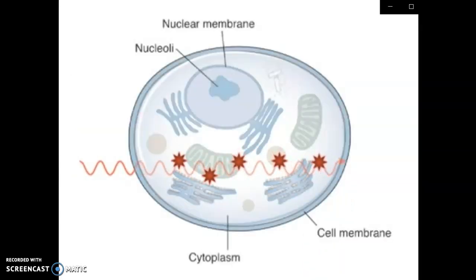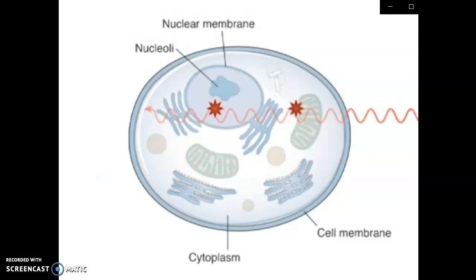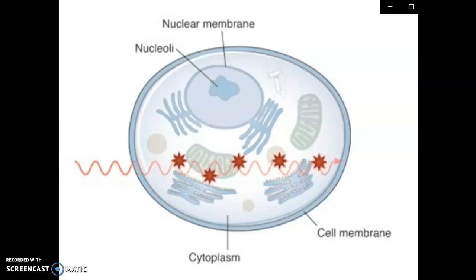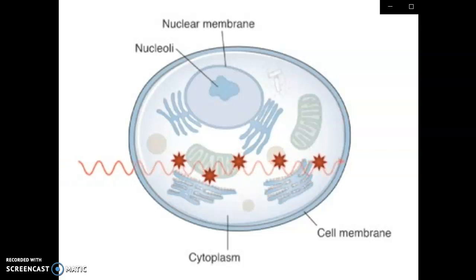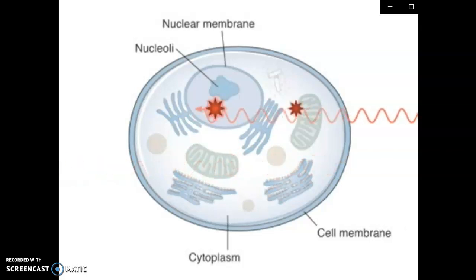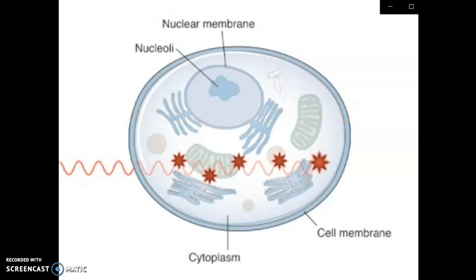Now, although the radiation is not directly interacting with the nucleus, changes in the cell that result from the interaction of the radiation with the cytoplasm can still damage the DNA in the nucleus. Damage to the DNA in this way is called the indirect effect, or sometimes referred to as the radiolysis of water.